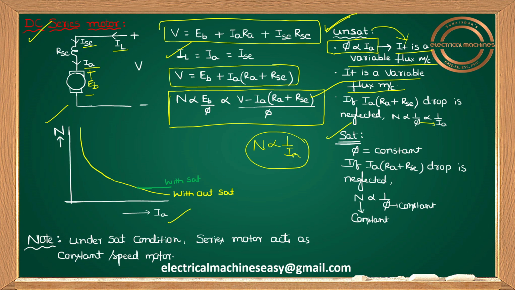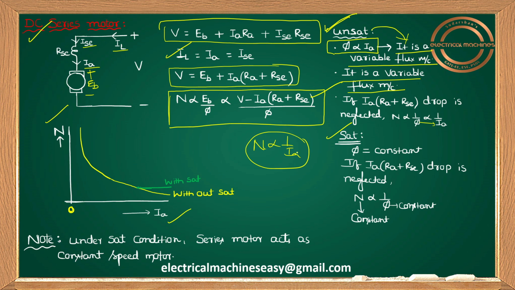So please try to see. Here, definitely under light load condition, whenever IA is 0 or some small values, saturation is not there. And whenever IA value is 0, that means under no load condition, current taken by the series motor also, let me take approximately 0.